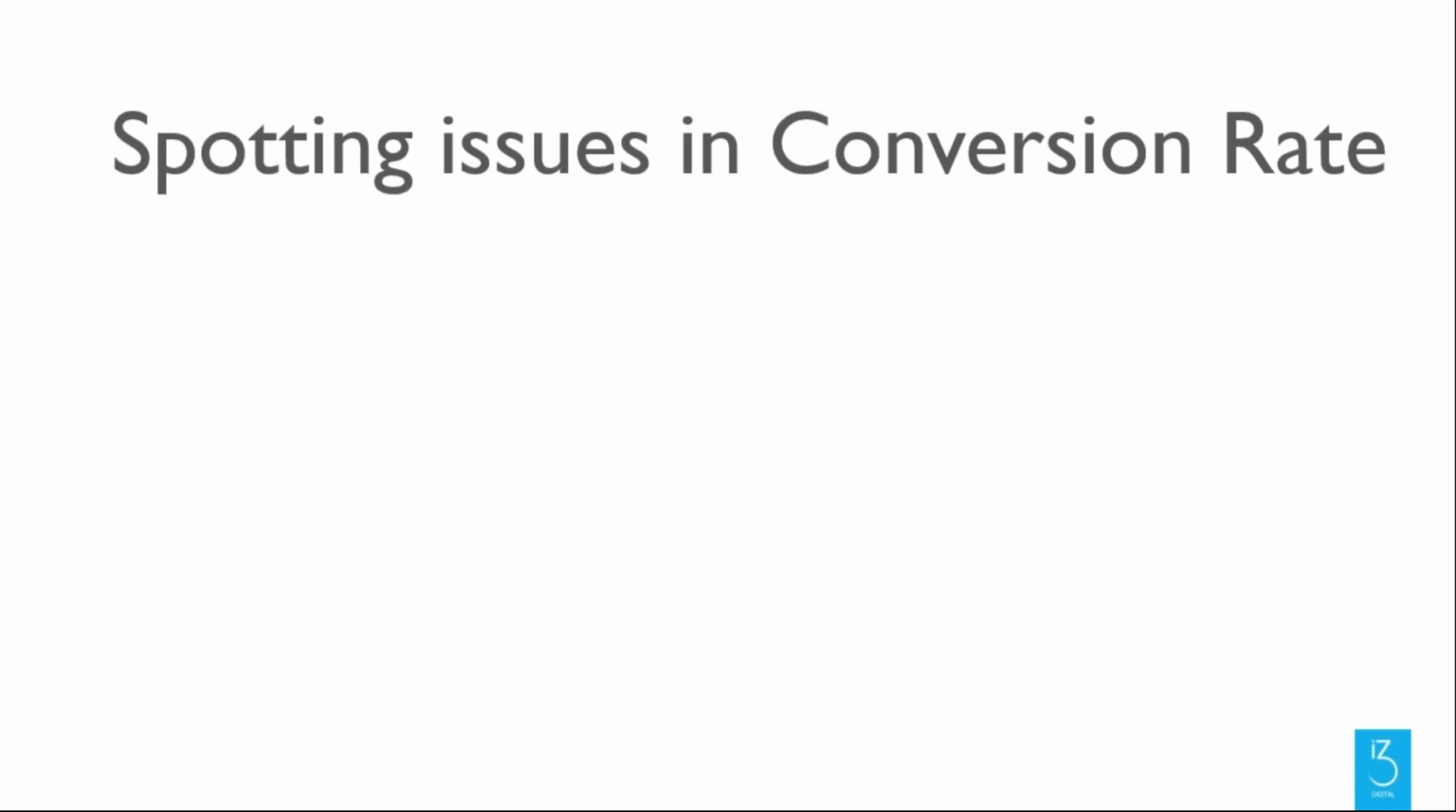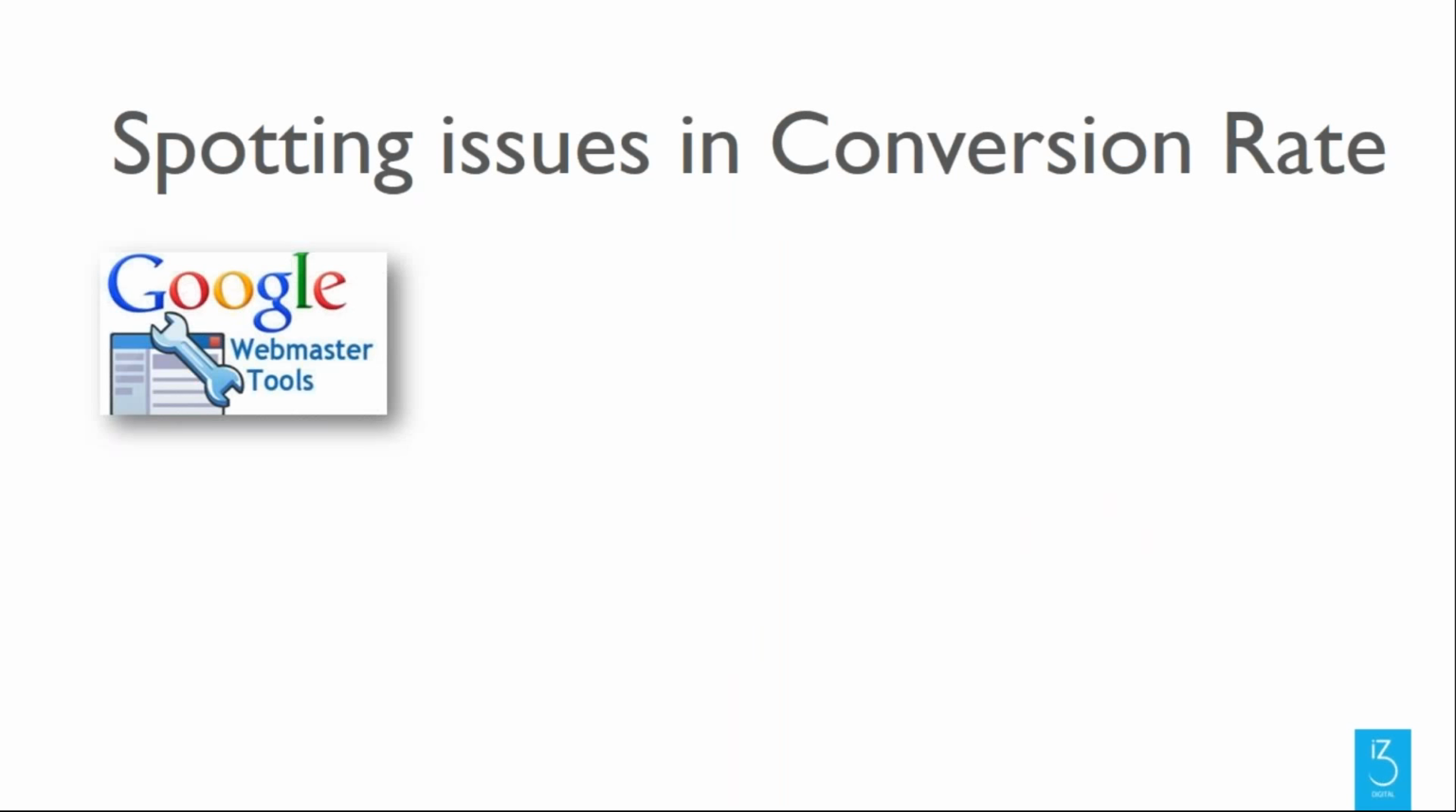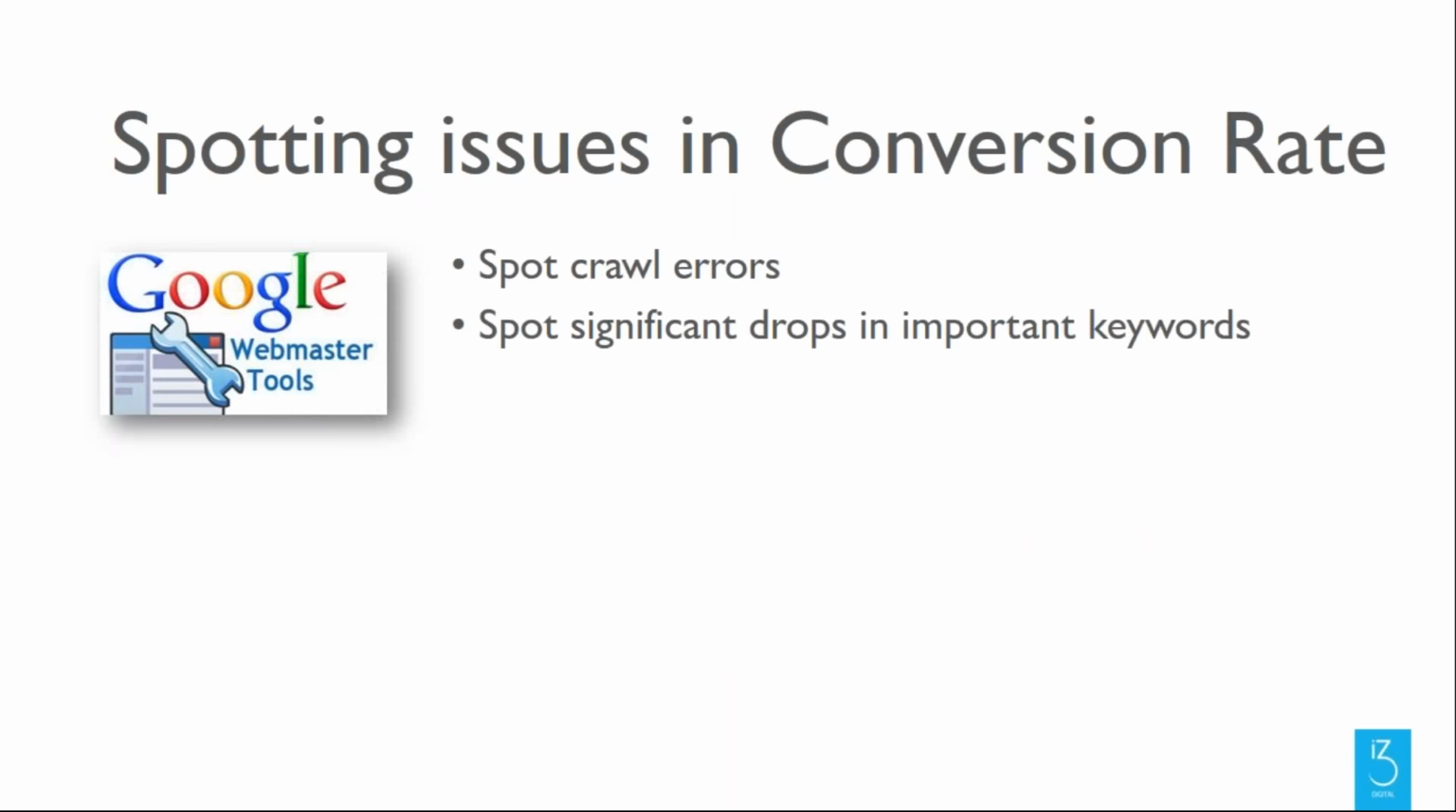So in terms of spotting issues in conversion rate, there were a couple of different areas I wanted to talk about. We talked about Google Webmaster Tools earlier on, and I think the main areas that are going to have an impact on conversion rate there are spotting crawl errors, and also spotting significant drops in important keywords. That might not be because you've done anything wrong. It might be that your competitors have picked up. One of the things that we spot quite a lot, and Keith, you'll have seen this with some of our clients, is that some of the keywords that our clients are found for are very much early stage browsing keywords, aren't they?